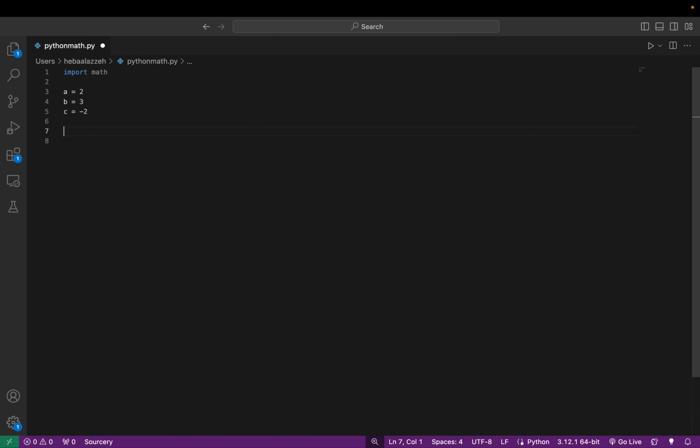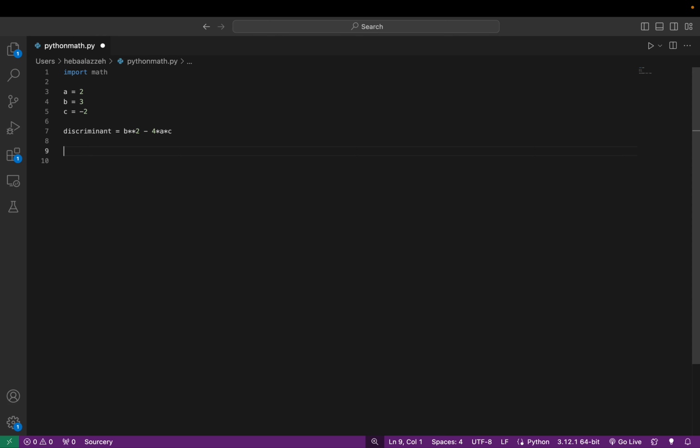Now we need to calculate the discriminant, which is b squared minus 4ac. The discriminant will help us determine the nature of the roots. So I'm going to just set a variable equal to discriminant, and I'm going to set that equal to b squared raised to the second power minus 4 times a times c.